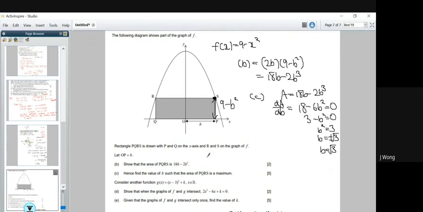Okay, so the equation of this curve is 9 minus x squared. So if I want to find this height, that will be the y coordinate. If you just substitute b into it, that will be 9 minus b squared. So that's why the area of this rectangle for part b is going to be 2b times 9 minus b squared. That will give you 18b minus 2b cubed.